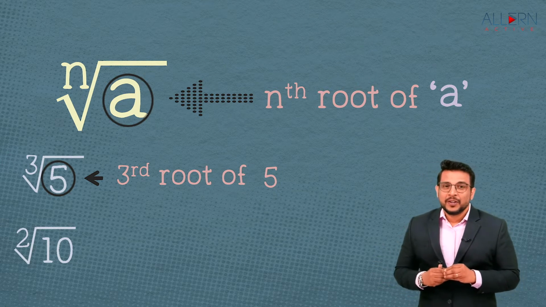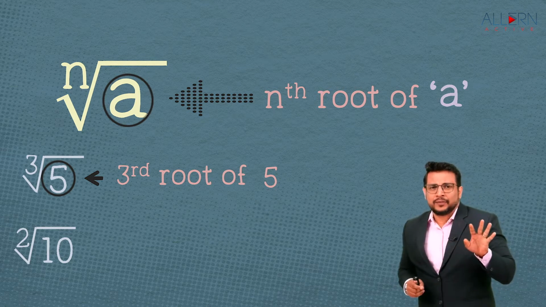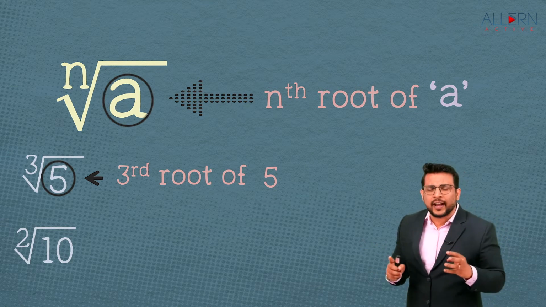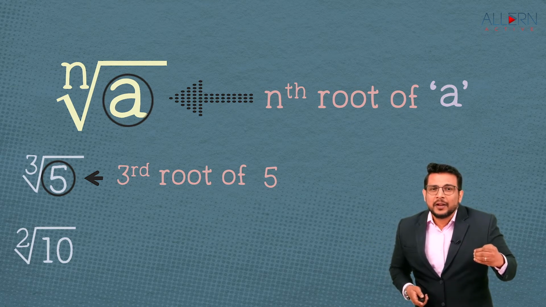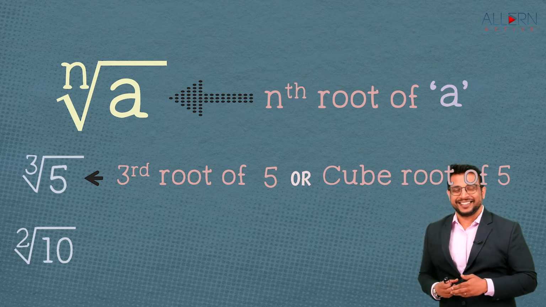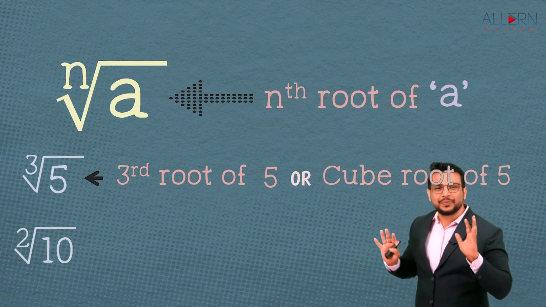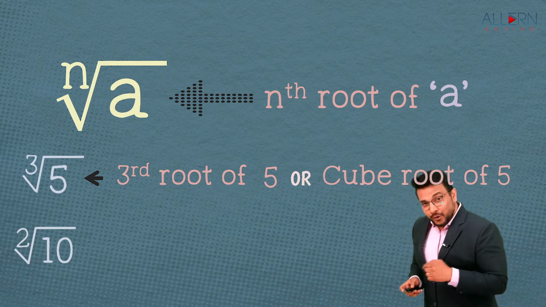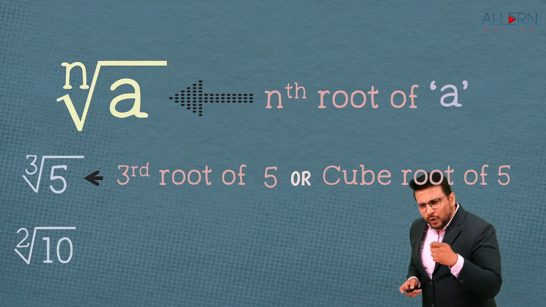Okay. So now you are excited to read the next one. Wait, let me tell you one thing. This third root of 5 can also be read as cube root of 5. That's another way of reading the same thing. Okay. Next. Now you are excited to read the next one, so I want you to read the next one.